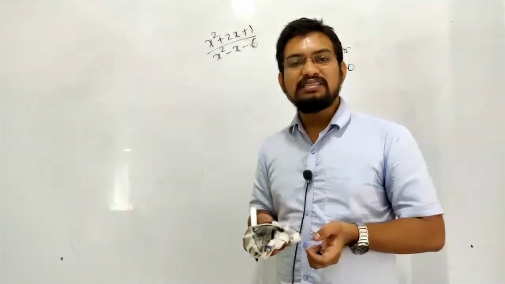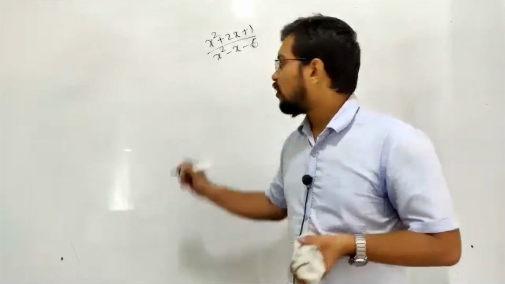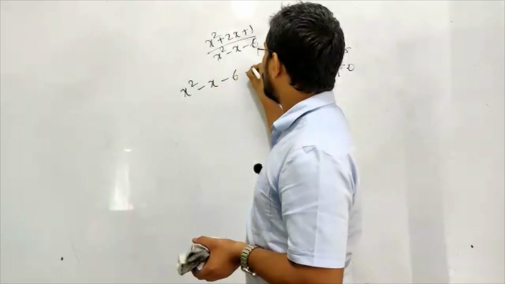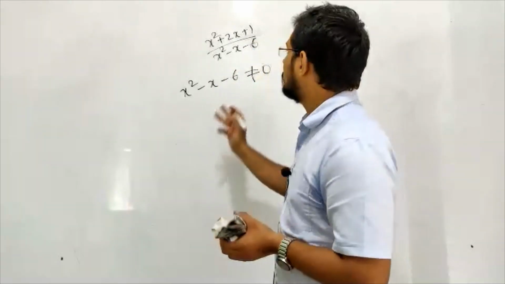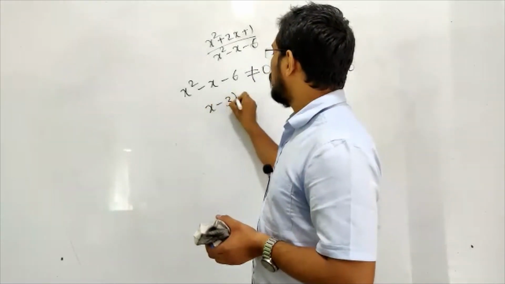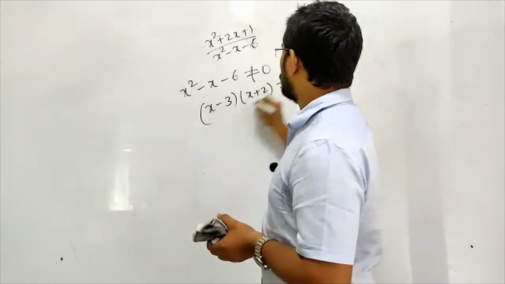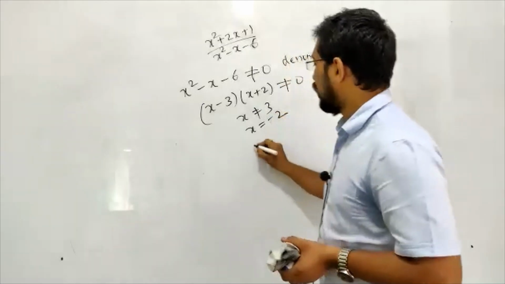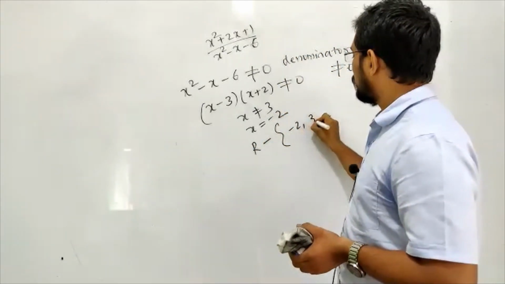Only when the denominator is 0, that function or expression will not be defined. So your answer for that will be x square minus x minus 6 is not equal to 0. It means that x minus 3 into x plus 2 is not equal to 0. So x is not equal to 3 and x is not equal to minus 2. So your answer can be written as R minus of minus 2 comma 3.